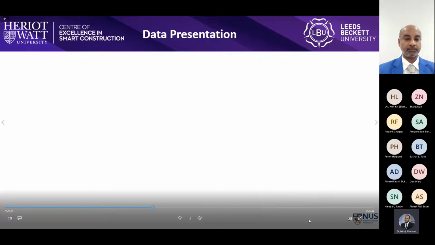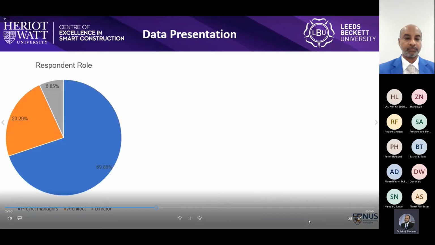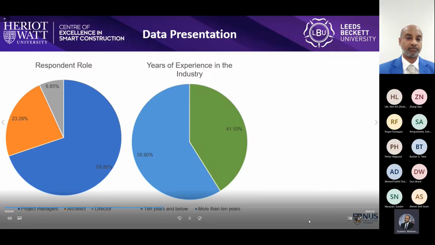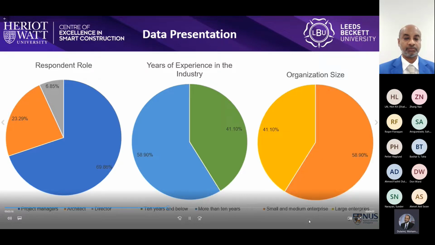step 4. And out of the 73 responses, about 70% of them are project managers, a quarter of them are architects, and about 7% of them are directors. And out of which, about 60% of them have more than 10 years of experience in the construction industries. And about 60% of the respondents represent small and medium enterprises.